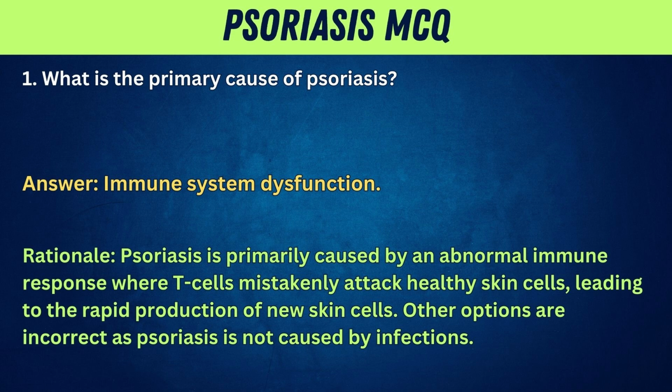Rationale: psoriasis is primarily caused by an abnormal immune response where T cells mistakenly attack healthy skin cells, leading to the rapid production of new skin cells. Other options are incorrect as psoriasis is not caused by infections.